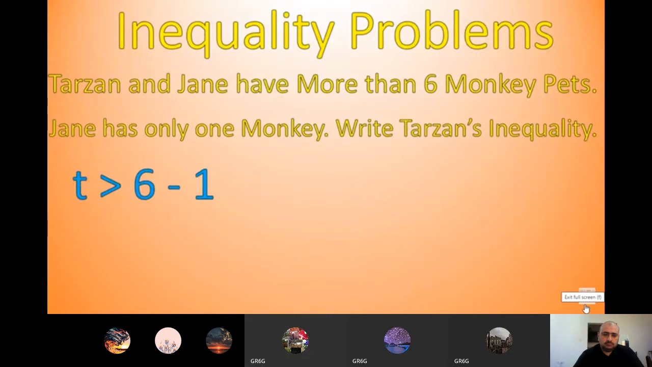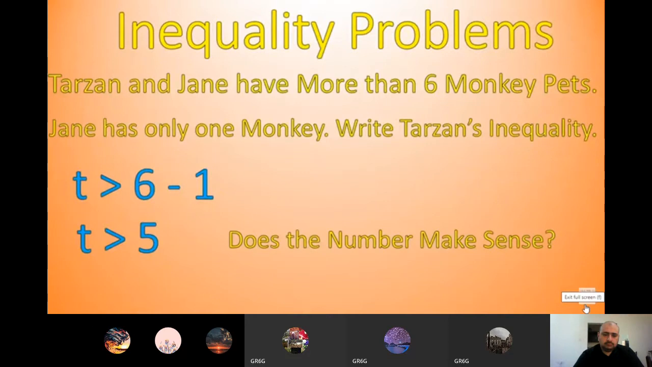Tarzan's inequality was that Tarzan's is greater than, or more than, the total number of monkeys, 6, minus 1, Jane's. So Tarzan has more than 6 minus 1, or more than 5 monkeys. All right? So for Tarzan and Jane to have more than 6 monkey pets, if Jane only has 1, Tarzan has more than 5, which we would write with the greater than symbol. If it said at least 5, then it would be the greater than or equal to, but in this case it is just greater than.